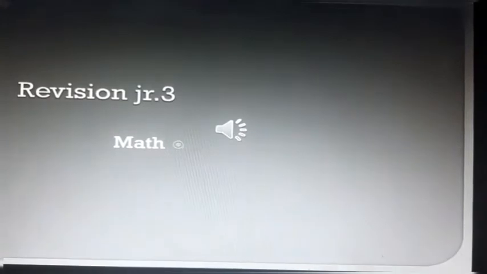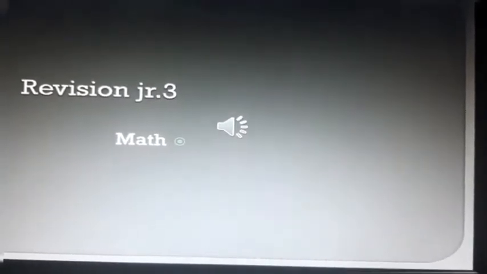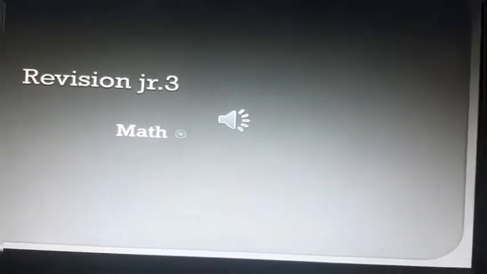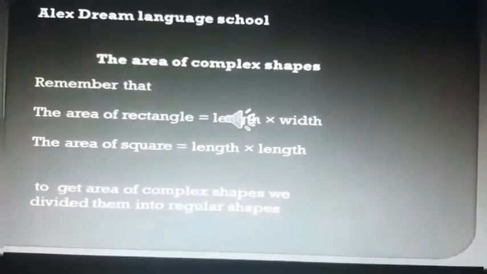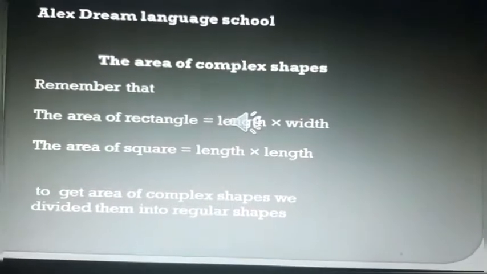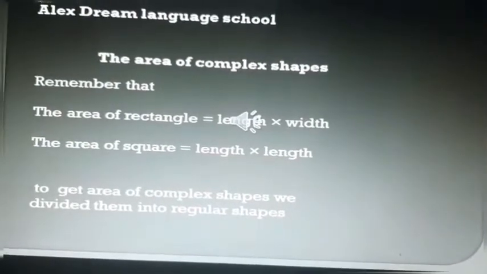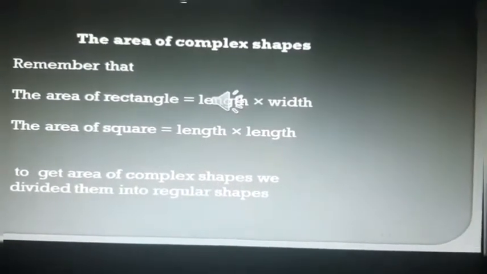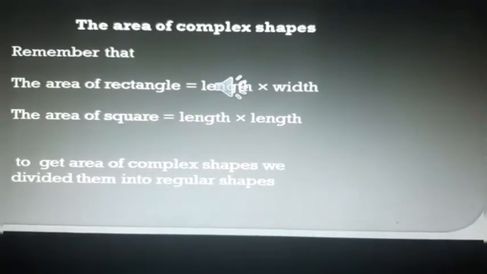Today we are making a revision about the area of complex shape. Let's start, and please open your booklet, okay? And solve with me. Number 1: to get the area of any complex shape, we divide it into regular shapes. And you know what the regular shapes are? Yes, you know it: rectangle and square.